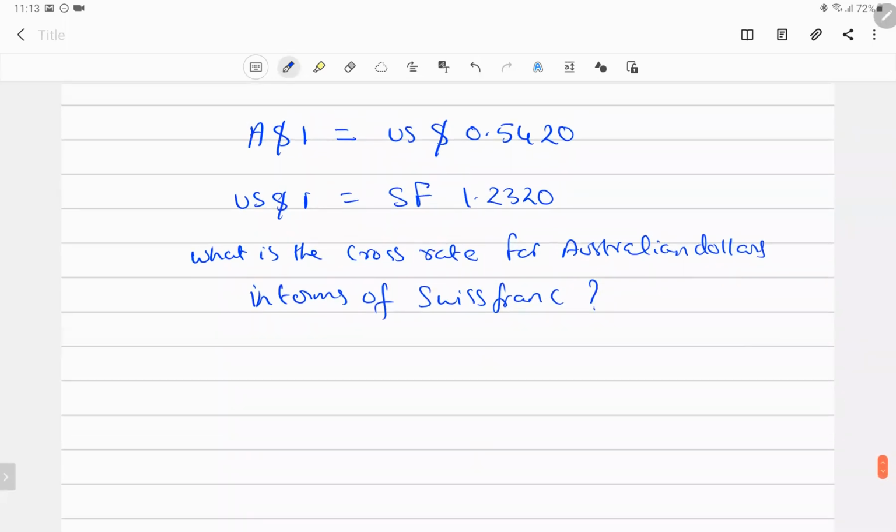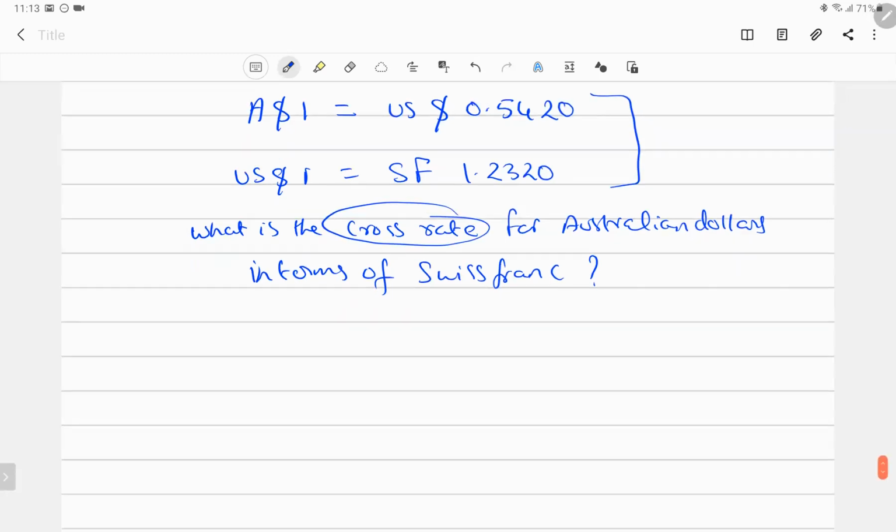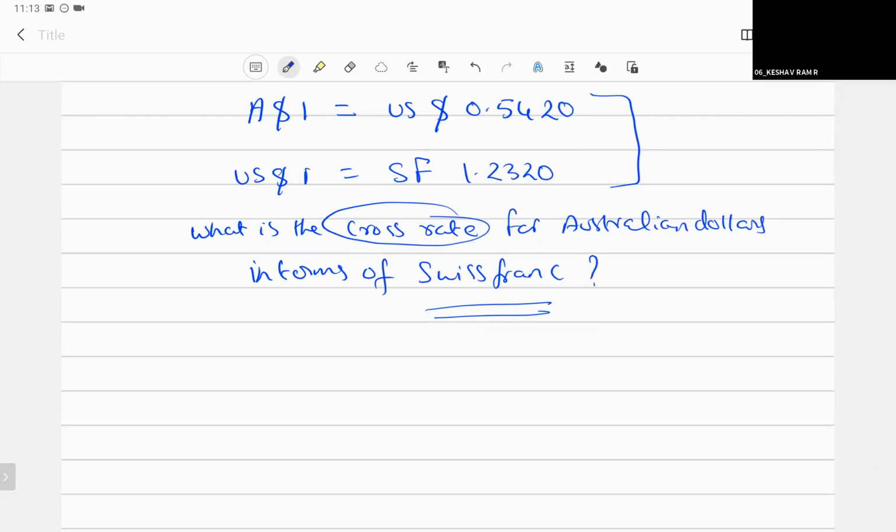So these are the two currencies they have given. Australian $1 is US dollar 0.5420 and US $1 is Swiss franc 1.2320. You have to find the cross rate in terms of Swiss franc. Here the Australian, yes, this is 0.667, sir. Yes, it is 0.667. So we already calculated it here.